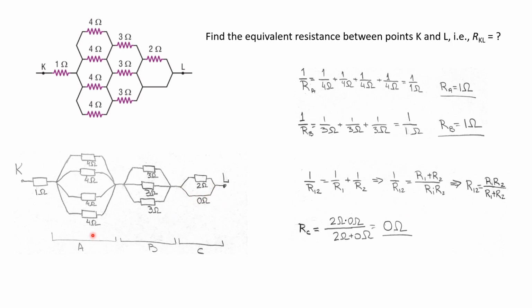Okay, so we know the resistance of part A is 1 ohm, resistance of part B is 1 ohm, and resistance of part C is 0 ohms. So the total resistance between points K and L is just the sum of these resistances because they're in series. So 1 ohm plus 1 ohm here plus another 1 ohm here and plus 0 ohms from here, and it works out to be 3 ohms. And that's the answer to the question.